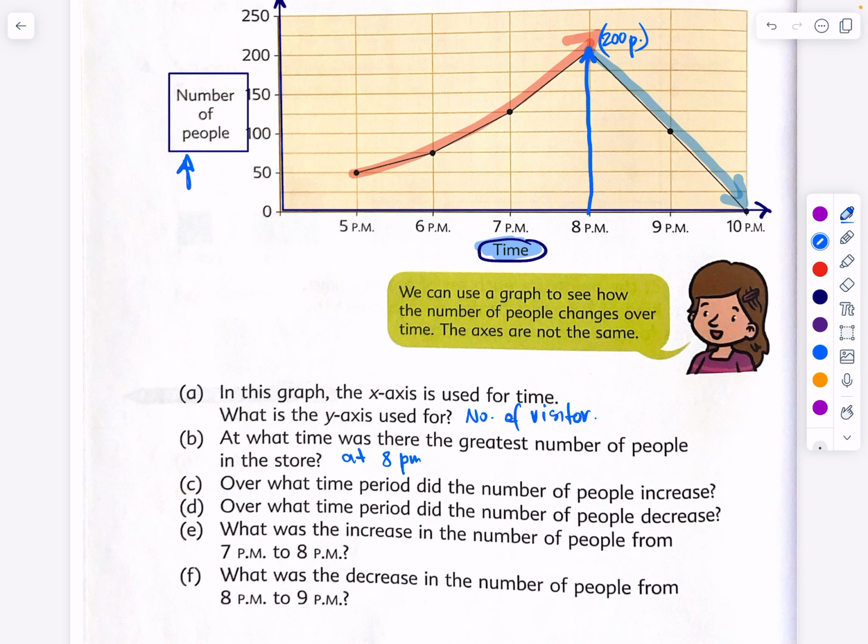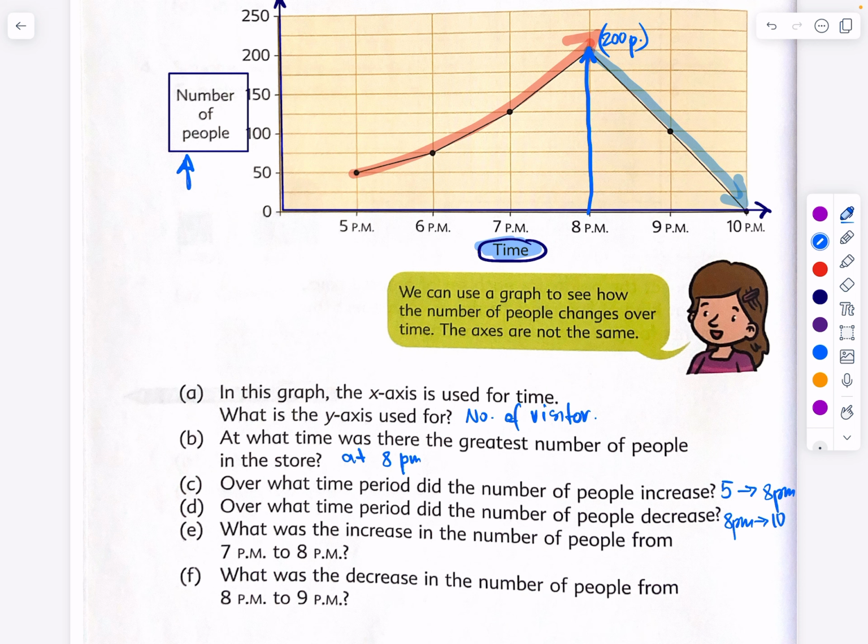Over what time period did the number of people increase? That's what line graphs are so good for. They tell you when we have increases and how steep the increase is, and we know it was between the hours from 5 to 8 p.m. Over what period of time did the number of people decrease? It's such a beautiful visualization tool: between the hours of 8 towards the late evening, till 10 p.m.